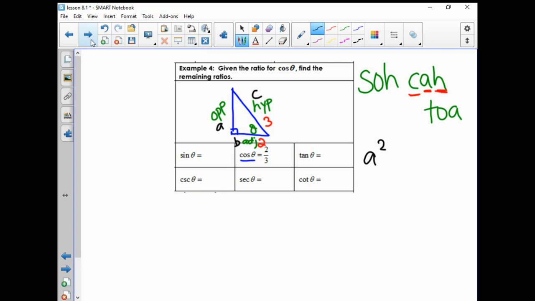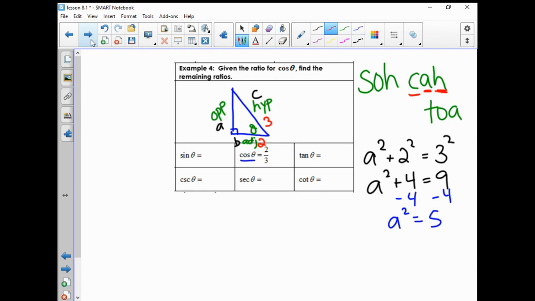I'm just going to come off to the side, write A squared plus B, which is 2 squared, is equal to my C, or 3 squared. And then solving this, 2 squared is 4, 3 squared is 9, and I can go through and just subtract 4. So A squared is equal to 5. Then you can go ahead and take the square root of both sides. So that A side is equal to the square root of 5. All right, now we're ready just to plug everything in.